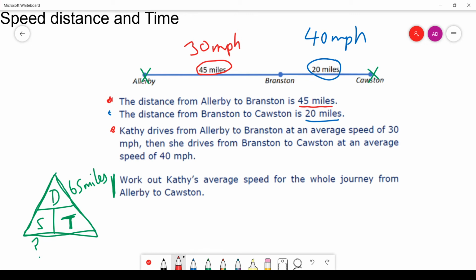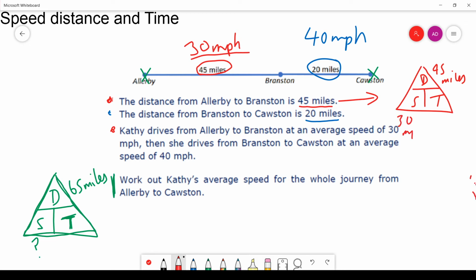Right, referring to Allaby to Branston, let's do the calculation for Allaby to Branston over here. So I'll need a separate DST for that. The distance is 45 miles. The speed is given here, 30 miles per hour. So put the 30 speed over here, 30 mph.